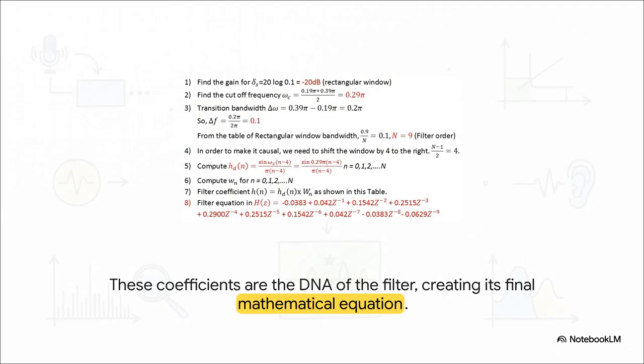And this is what you do with those magic numbers. They slot right into this final equation. And this equation, this is the filter. When a signal gets passed through this formula, all the unwanted frequencies are just stripped away, leaving only what you wanted in the first place.